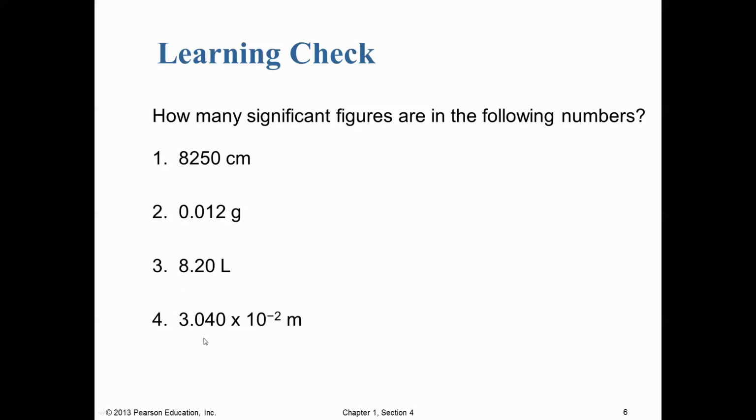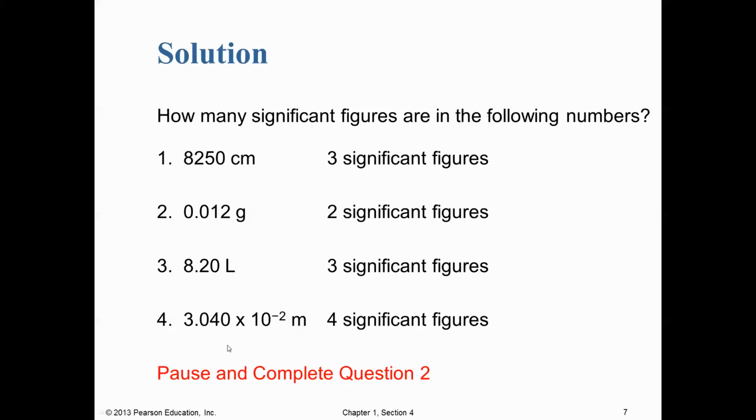And then finally, we have a number in scientific notation. We can use our rules about what types of zeros are significant, but a handy trick for scientific notation is all numbers in the coefficient, this number in front of the power of 10, are going to be significant. So this one's known to 4 significant figures.